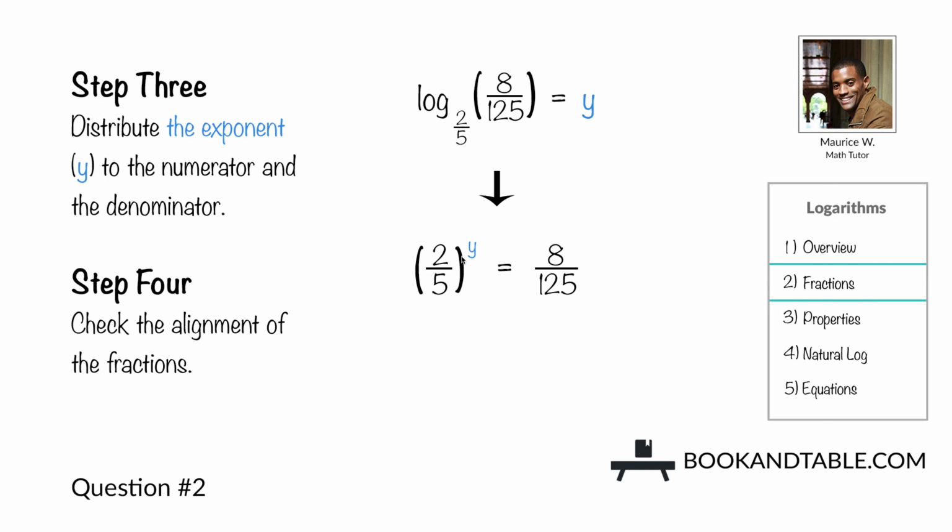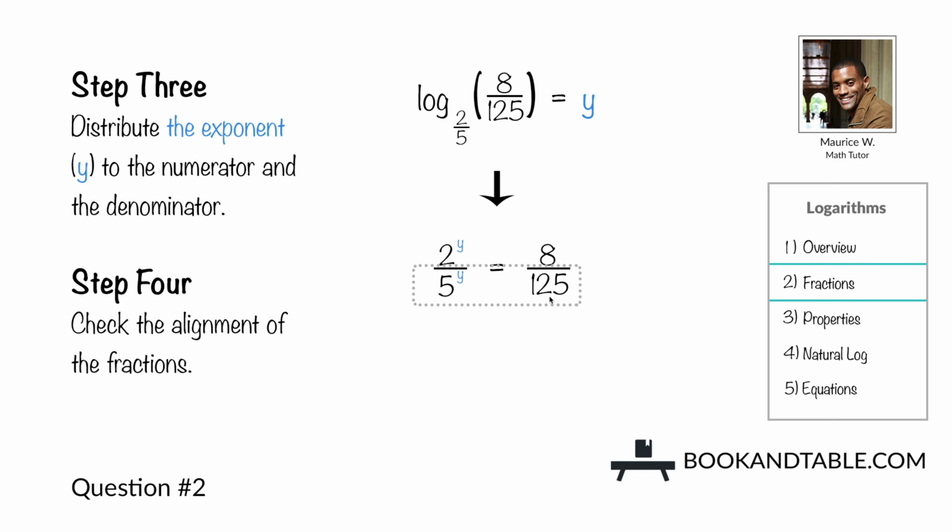And now we want to distribute the exponent y to the numerator and the denominator, which would give us 2 to a power of y over 5 to a power of y, and that's equal to 8/125. Once we distribute the exponent, we want to check the alignment of the fractions. In our numerator, we have 2 to a power of y is equal to 8. That checks out since this base can multiply times itself to get 8. In our denominators, we have 5 to a power of y is equal to 125, and that checks out because this base of 5 can be multiplied times itself to get 125.